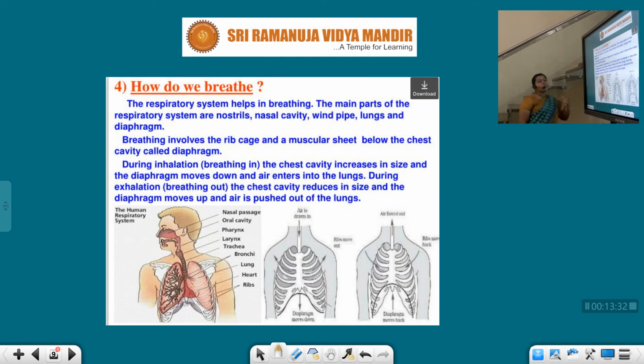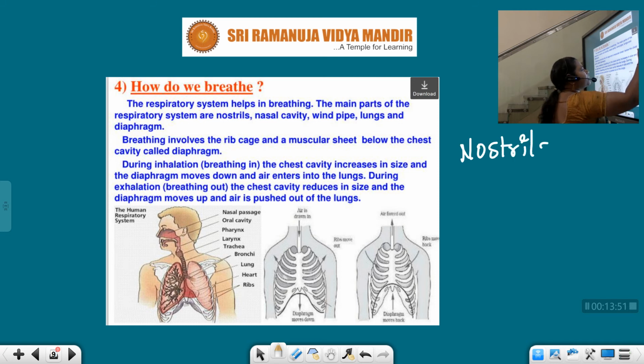The respiratory system helps in breathing. The system in our body is very much helping the organism to take in oxygen. The main parts of the respiratory system are the nostrils and nasal cavity. What are the main parts? The nostrils, nasal cavity.